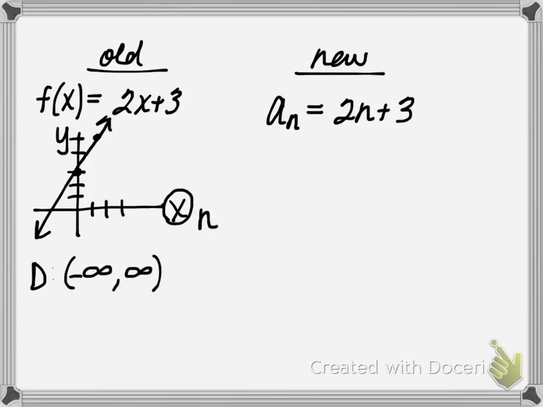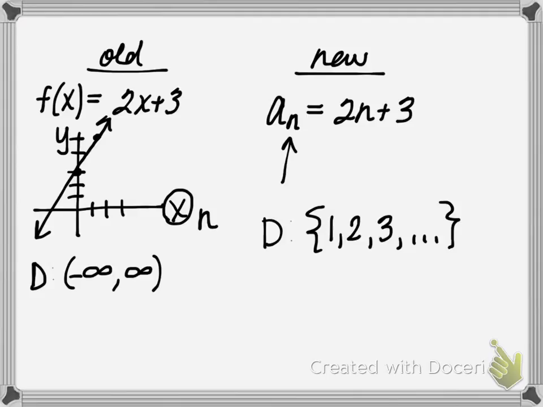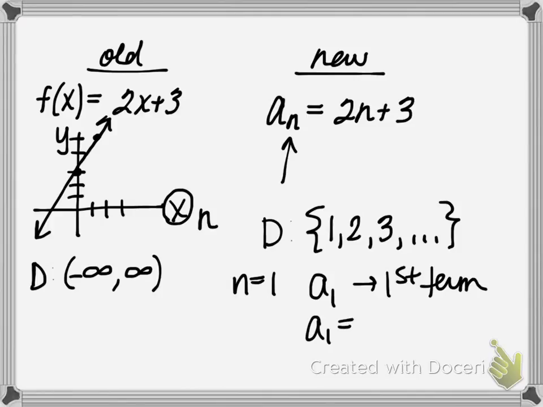So here, the difference is that our domain, the values that we can put in for n, are only the natural numbers, starting with 1, then 2, then 3, and on. The reason for this is because when we let n equal 1, we're finding a sub 1, and that means that we're finding the first term of our sequence. So for example, if you input 1 for n into this sequence, 2 times 1 plus 3, we get that the first term of our sequence is 5.